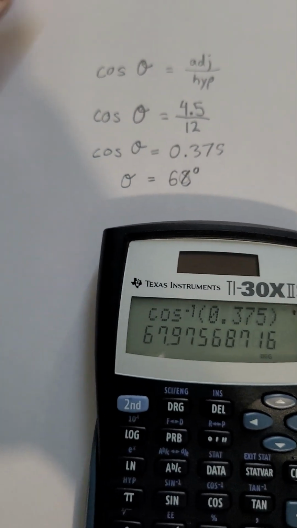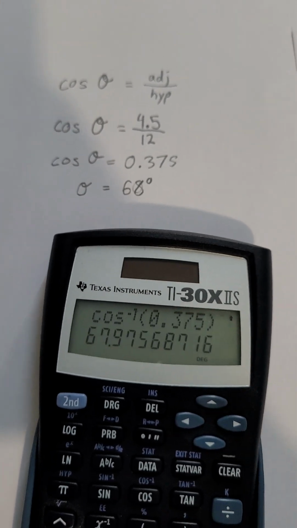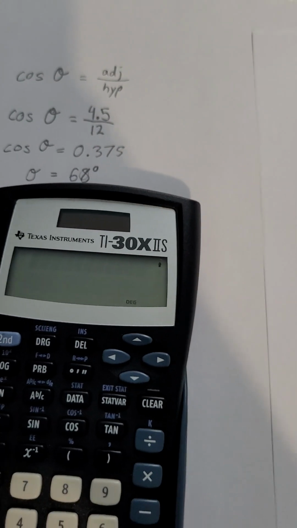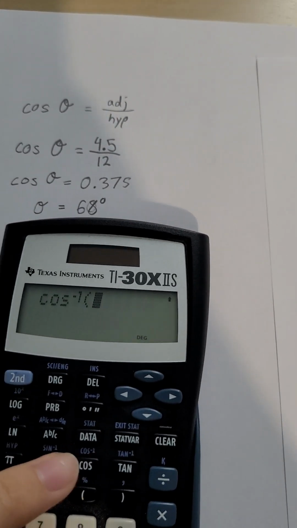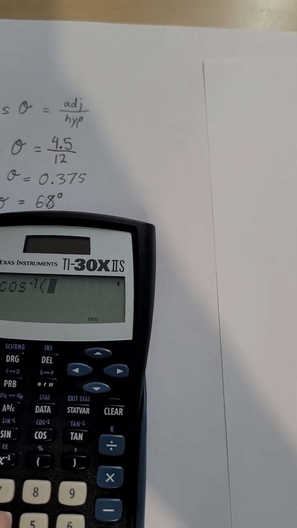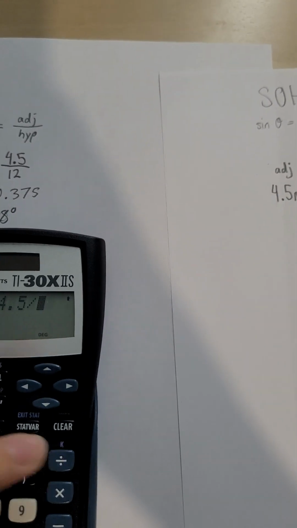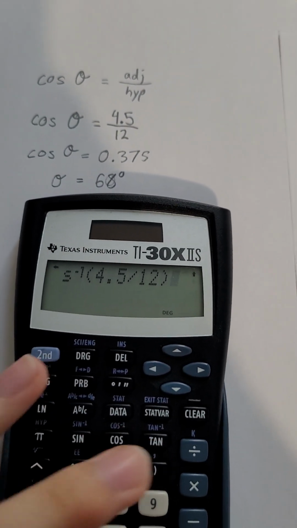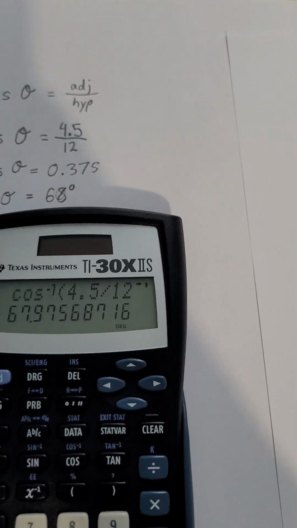68 degrees. And now another way that you could do it, if you don't want to do two steps and you want to get a more accurate answer, you can go inverse cos of 4.5 divided by 12, like that. And then when you enter, you get the same number.